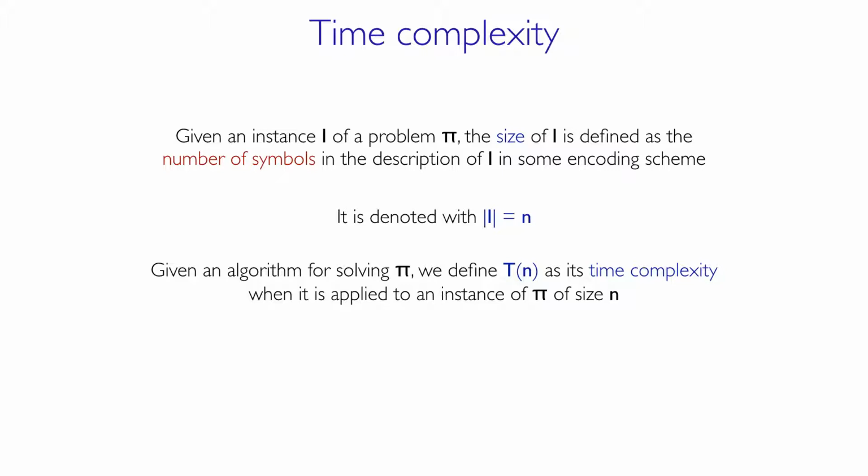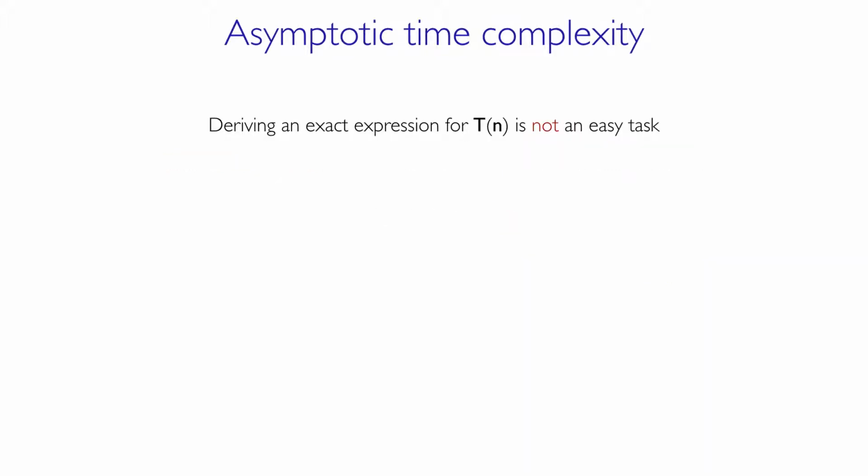The time complexity of an algorithm solving pi is formally defined as a function t of n, which maps every size value n to the running time of the algorithm when it is applied to an instance of size n. Since the running time may be different for different instances having the same size, usually the worst-case running time over all instances of size n is taken. It is often the case that the derivation of an explicit expression for t of n is not trivial. As such, usually only an upper bound on t of n is provided, using asymptotic notation.